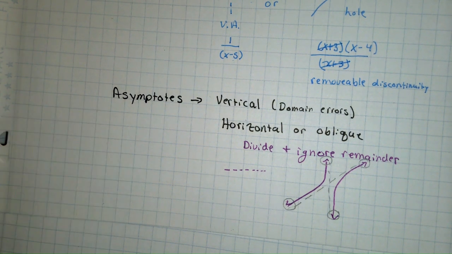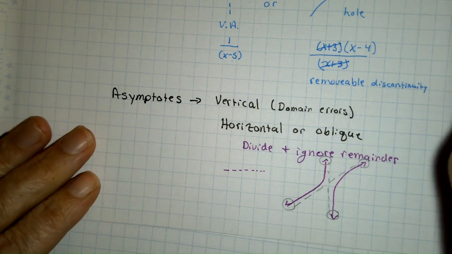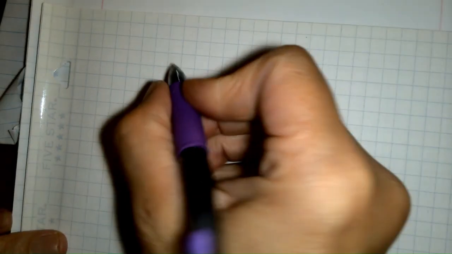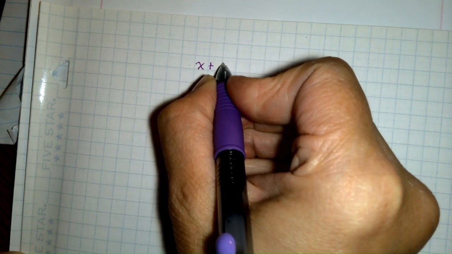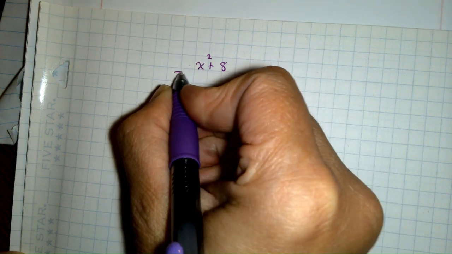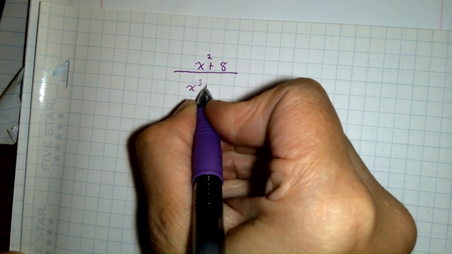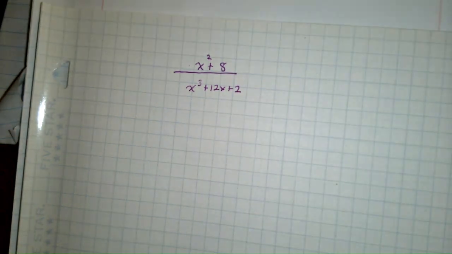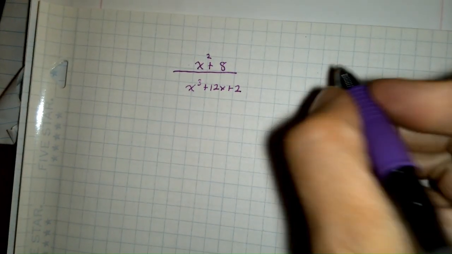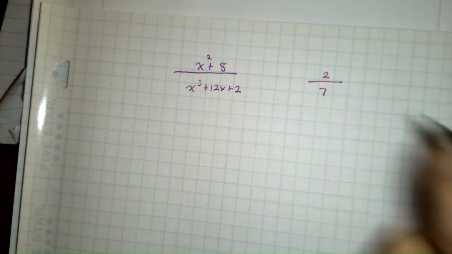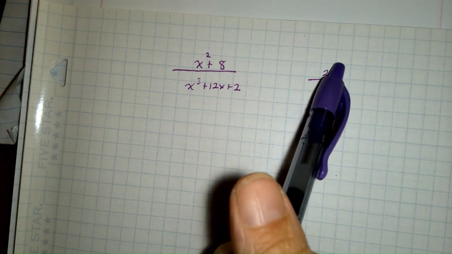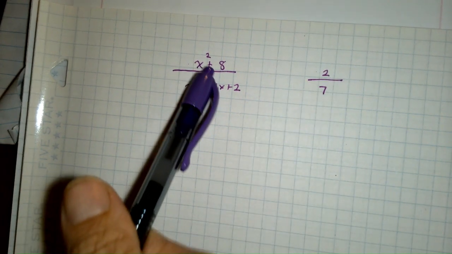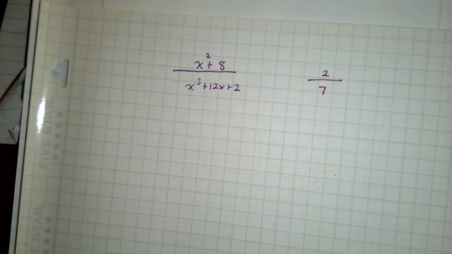Now there are some tricks so that you don't actually have to divide for horizontal and oblique. So if you have something like x squared plus 8 over x cubed plus 12x plus 2, when you go to divide, this is kind of like trying to divide 2 divided by 7. It's less than 1, right? 7 doesn't go into 2, it's all remainder. Well, the same thing here. x cubed doesn't go into x squared, it's all remainder.